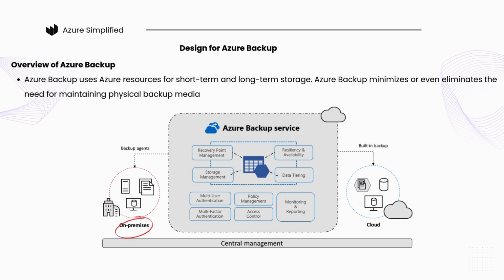2. On-premises backup, left side, uses backup agents, such as MARS, MABS, or DPM, to back up files, folders, and system state.